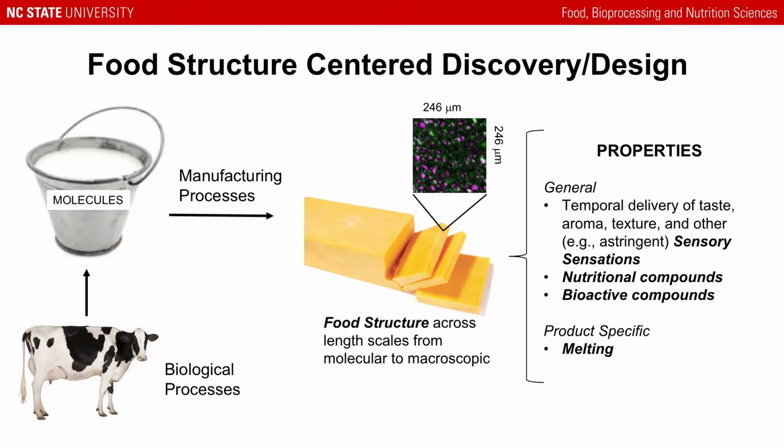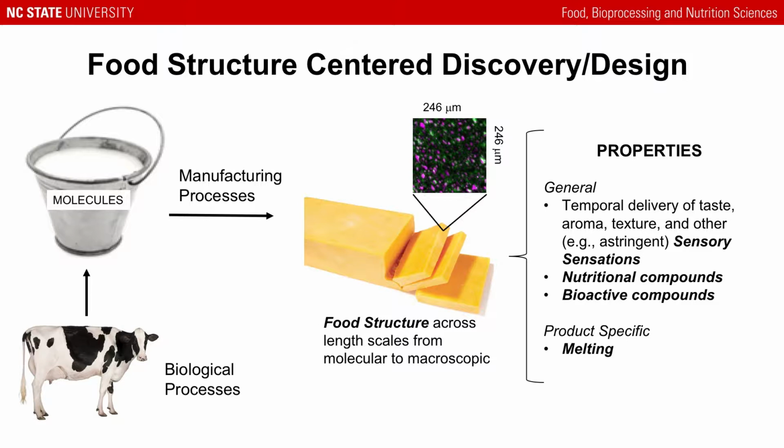Okay, so where am I coming from? I'm coming from more the physical chemistry side of this, and look at food from a structural basis. So we look at food structures across length scales from molecular to macroscopic. So here we see very macroscopic. Here we get down to more on a few hundred micrometer type of scale. And that's all different levels of structure that we can define.